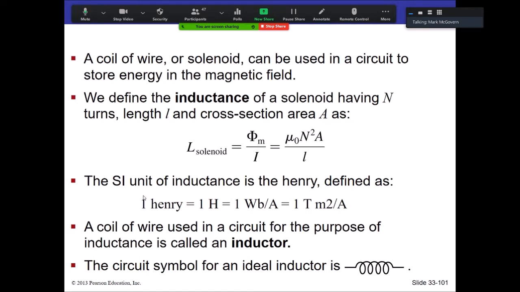There is a special SI unit for this. It's called the Henry, capital H for Henry, which is defined, as you see in the ratio here, as Weber over amps. You can simplify that a bit to Tesla meters squared over amps. That should be a meter squared, that 2 there. Okay, so the symbol we use for this, you see at the bottom here, that's our coil symbol that indicates that we have an inductor.